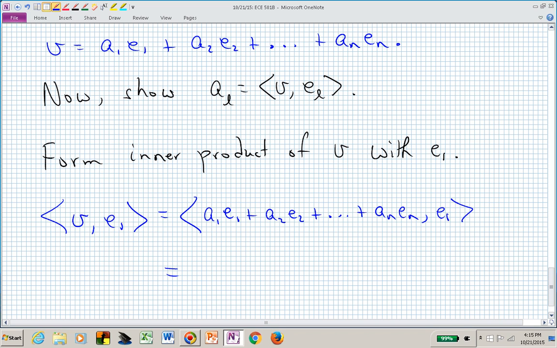Now that we have a sum in the first slot, what property of the inner product are we going to invoke to help us create the next line of this proof? We're playing with some terms that are added in the first slot. Additivity of the first slot. That's what we want to use, so that now we have A1, E1 inner product with E1 plus A sub 2, E sub 2 inner product with E1, all the way down to A sub n, E sub n inner product with E1.